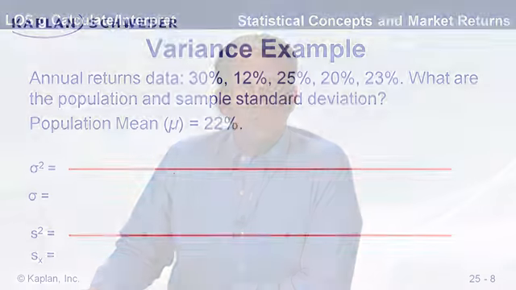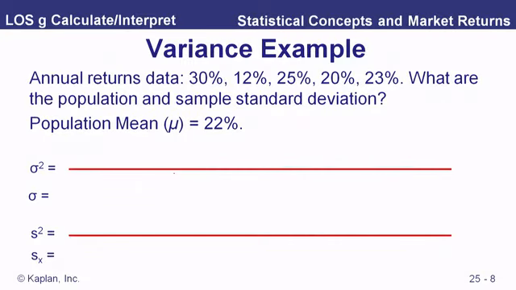Let's take a look at a numerical example here. Annual returns data, we've got 30%, 12, 25, 20, and 23. What are the population and sample standard deviation? Well, say these were the returns over 5 years. I want to touch on when we'd use the population variance and when we'd use the sample variance or standard deviation.